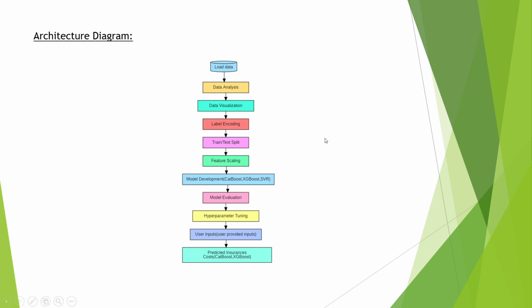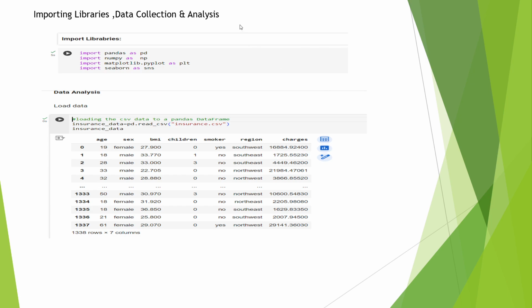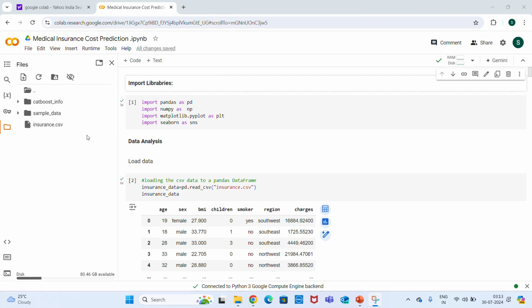Next, we will see the implementation. Insurance.csv dataset: we obtained the dataset from the Kaggle website.